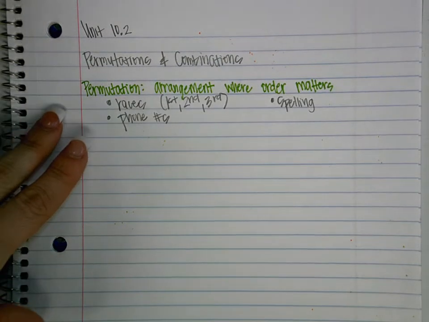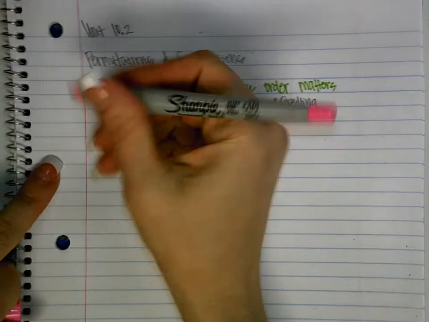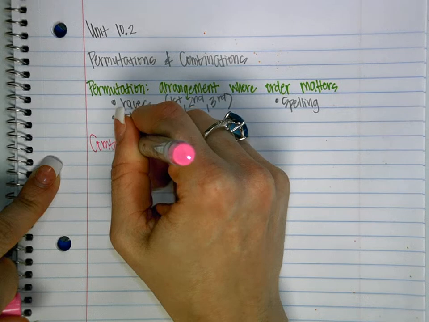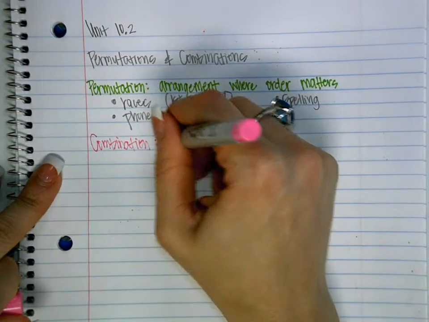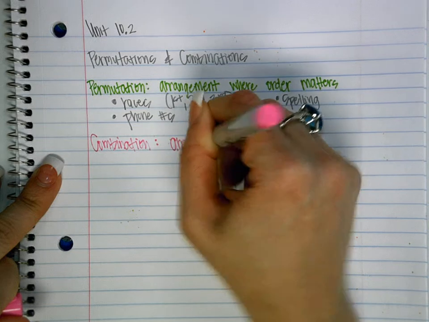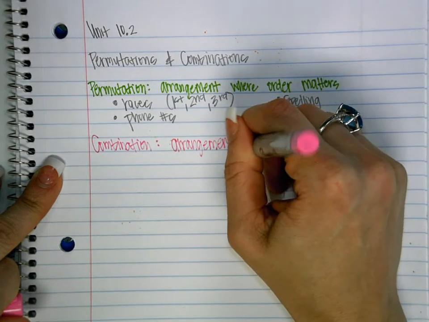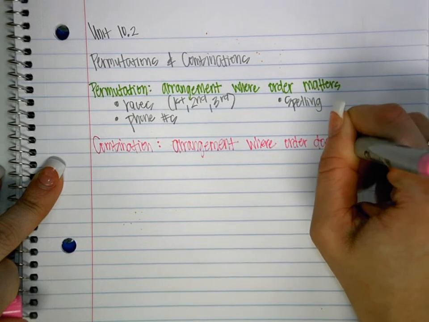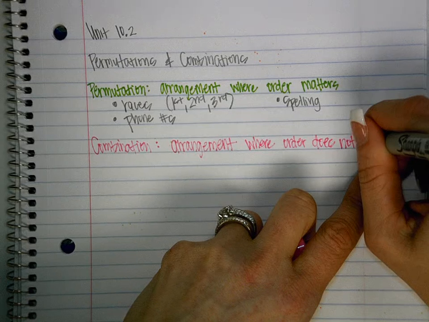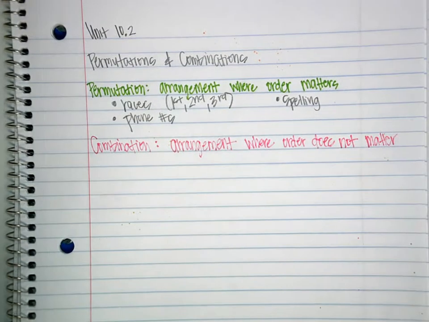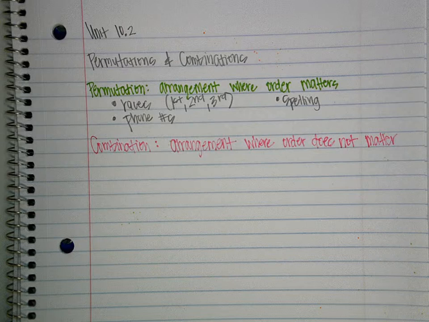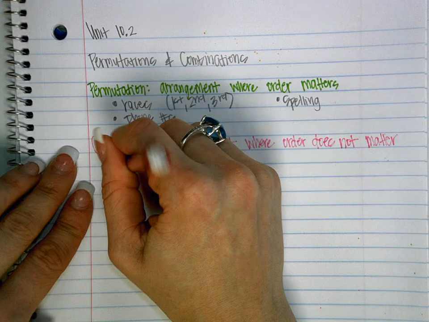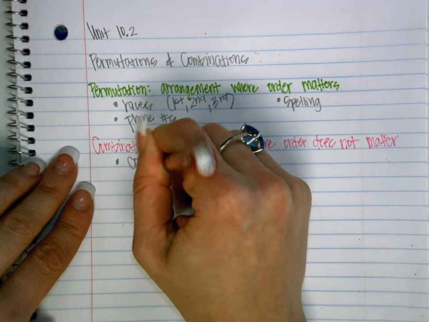Okay, let's try another one. And then the other thing that we're going to go over today is something called a combination. What does that say in the first bullet point? Races. Okay, a combination is an arrangement where order does not matter. And an example of an arrangement where order does not matter is if you're making a committee.